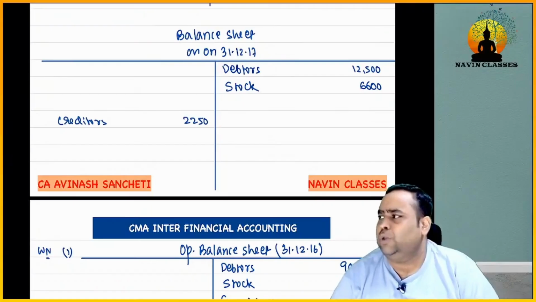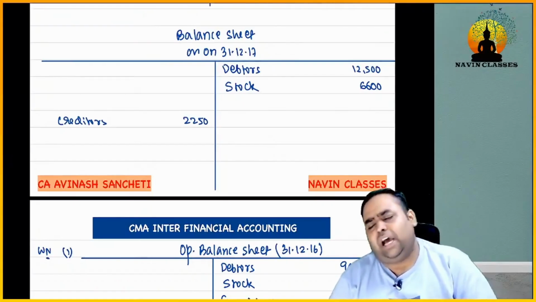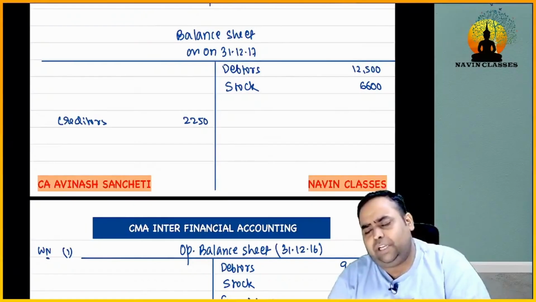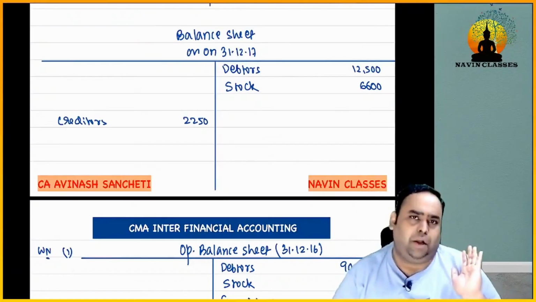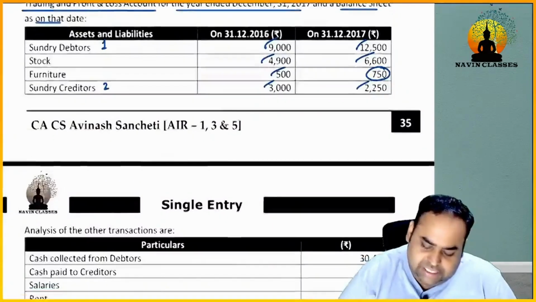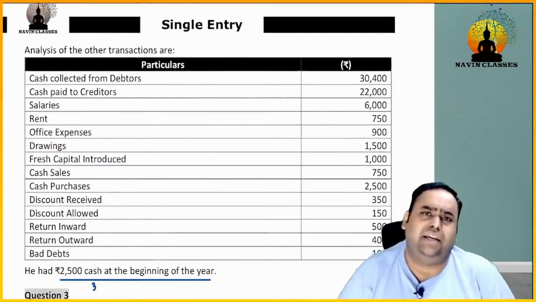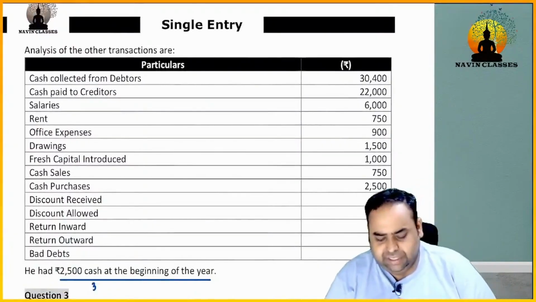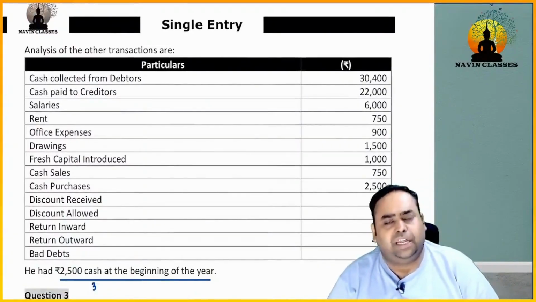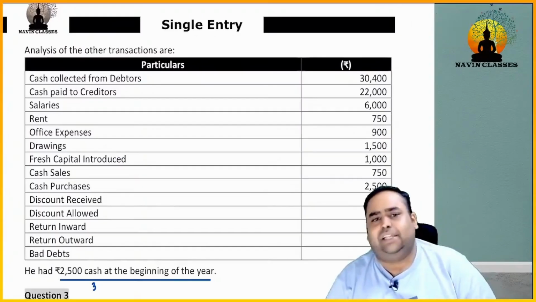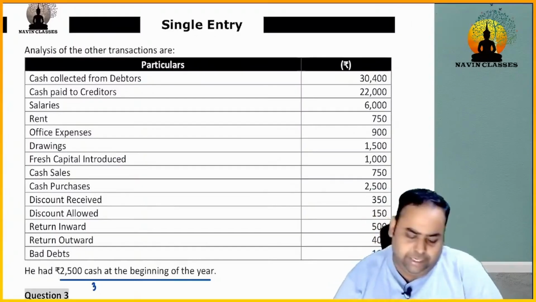3,000 and 2,250. Right away without any hurry. First I'm writing it in the ledger, then I'm putting it in the final accounts. This is a simultaneous work. Accounting and final accounts go together in the single entry chapter. Okay? Now we will start reading the other transactions that are given.